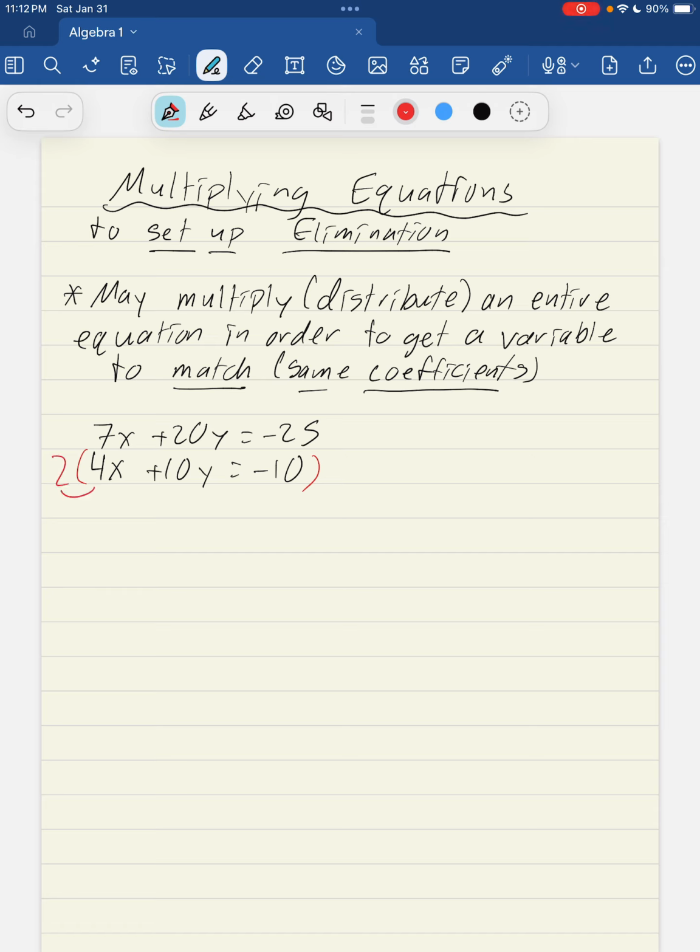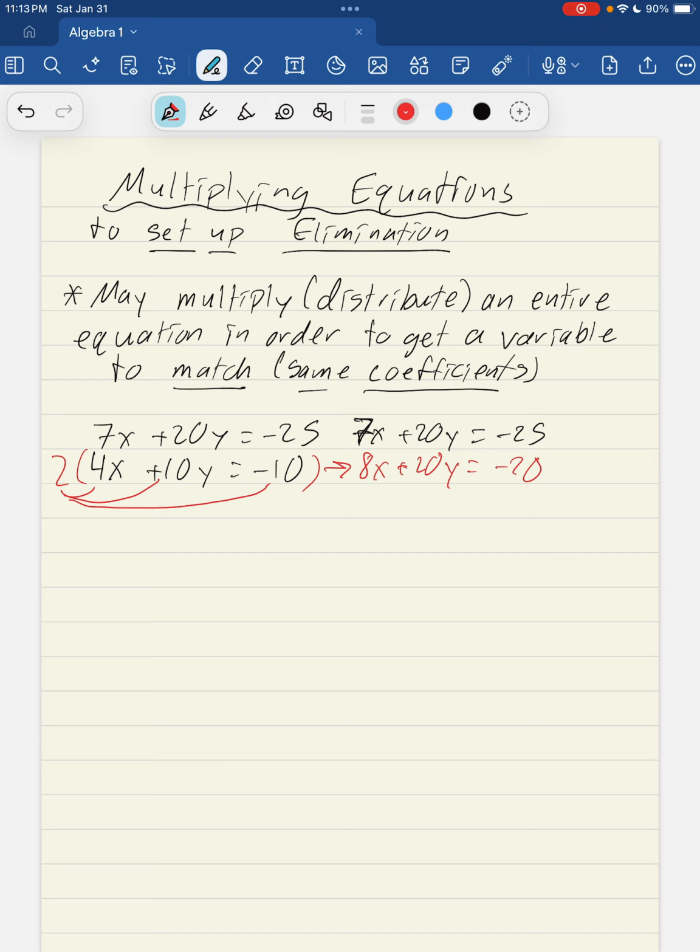Okay? So all these guys get multiplied by that outside term. Remember that. So 2 times 4x is 8x, 2 times a 10y is 20y, and 2 times negative 10 is negative 20. The top equation stays the same. It's just 7x plus 20y equals negative 25. That's a 7. Boom.